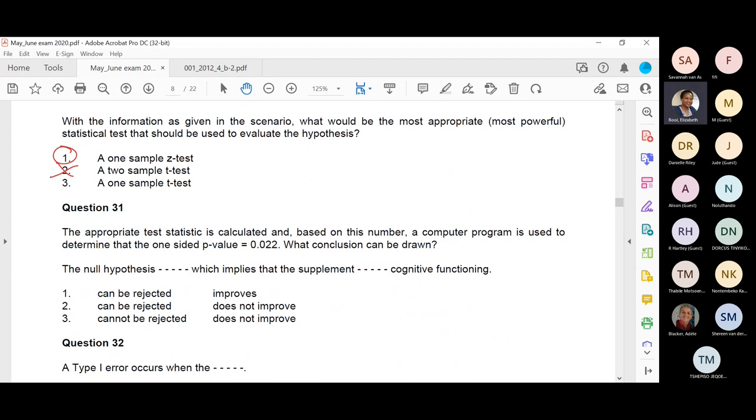now the appropriate test statistic is calculated, and based on this number, a computer program is used to determine that the one-sided p-value is 0.022. What conclusion can be drawn on this? Now, remember, to draw the conclusion, the decision, we can use different things. The decision using the p-value and the level of significance, alpha. It says if your p-value is less than the level of significance, we reject the null hypothesis. Remember that? That is the decision rule. If your p-value is small, it must go. P small must go. If your p-value is less than the level of significance, we reject the null hypothesis.